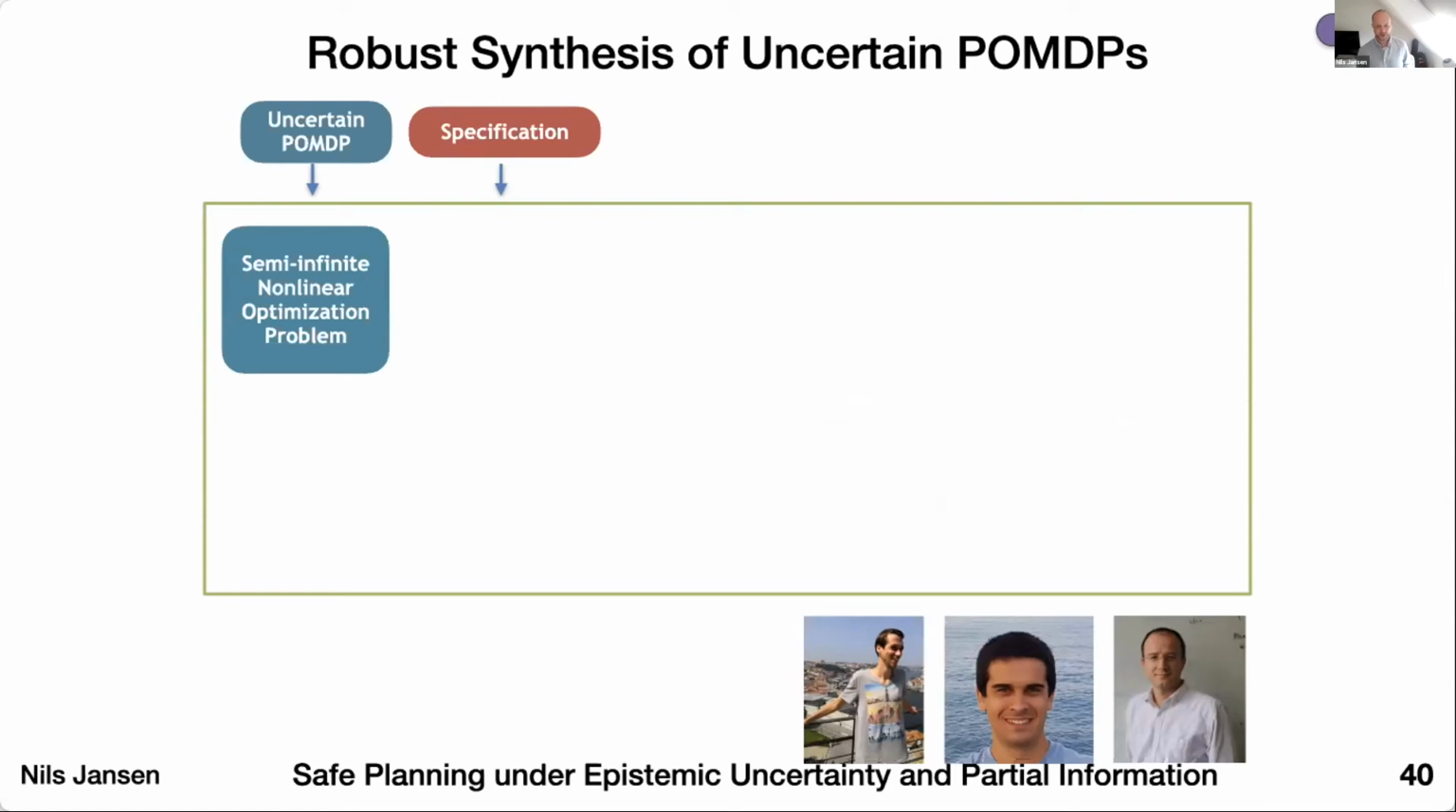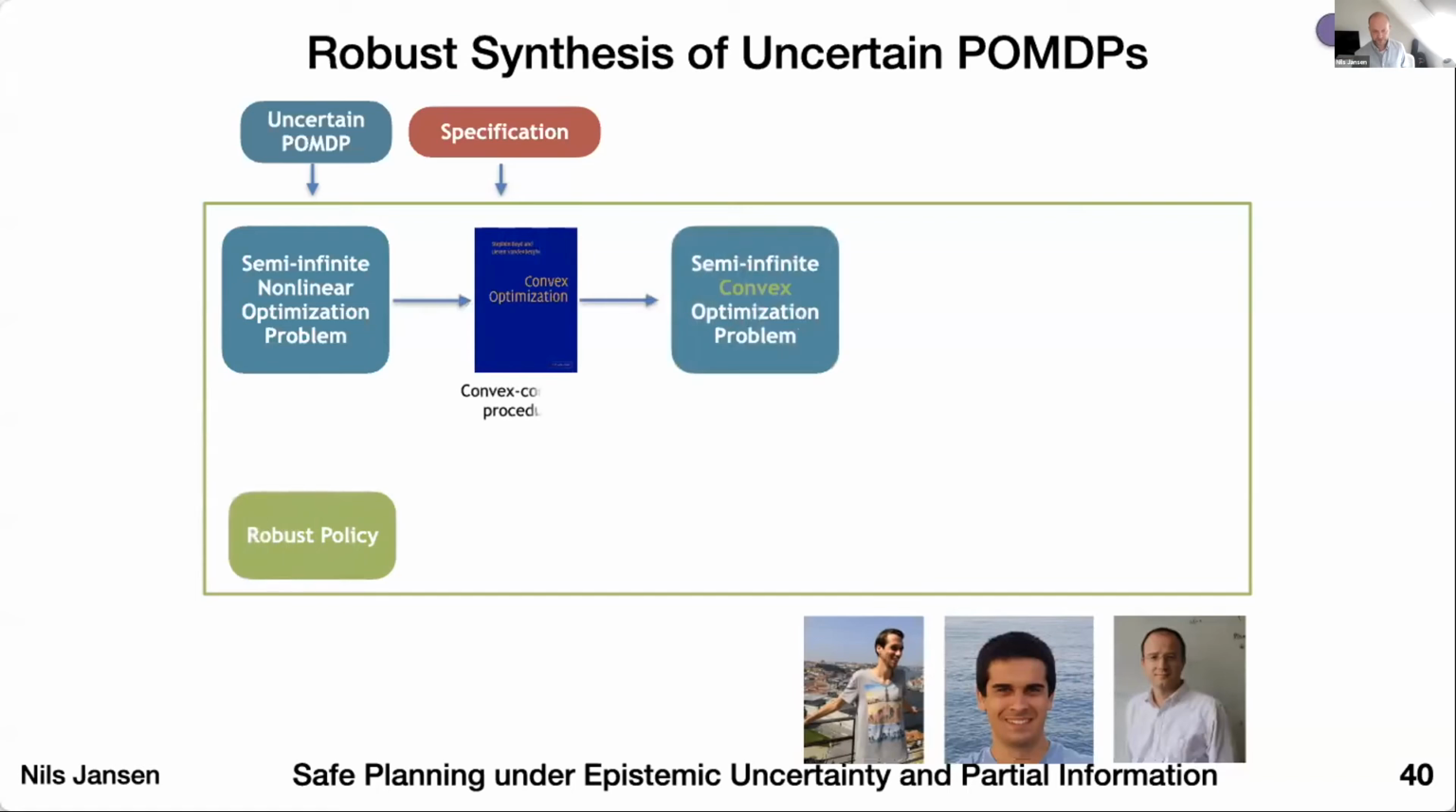So what we do now is we work on robust synthesis for uncertain POMDPs, and we published this last year at IJCAI. So we have this uncertain POMDP, we have a specification, and we have the semi-infinite nonlinear, non-convex optimization problem. The first step is we use a convexification method called the convex-concave procedure to get a semi-infinite convex optimization problem, which is great, but it's still semi-infinite. So it's still an infinite number of constraints, right? So this is still a problem, and this is something I'm going to talk about now. This, by the way, is joint work with Marnix Suilen, Murat Cubuktepe, and Ufuk Topcu.